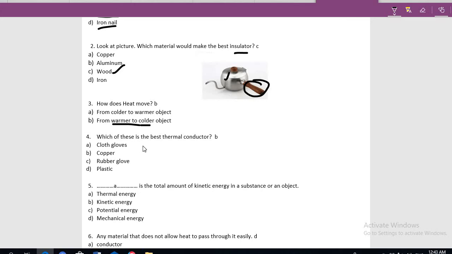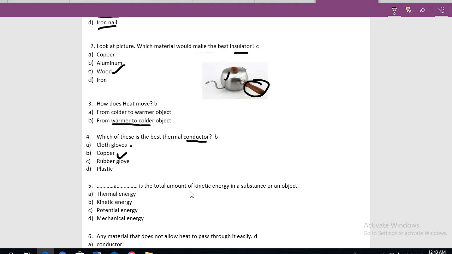Which of these is the best thermal conductor? Conductor means it can conduct, or transfer, heat. Copper, yes. Rubber glove, no. Plastic, no. Plastic is an insulator, rubber is an insulator, clothes are insulators, while copper is a conductor.